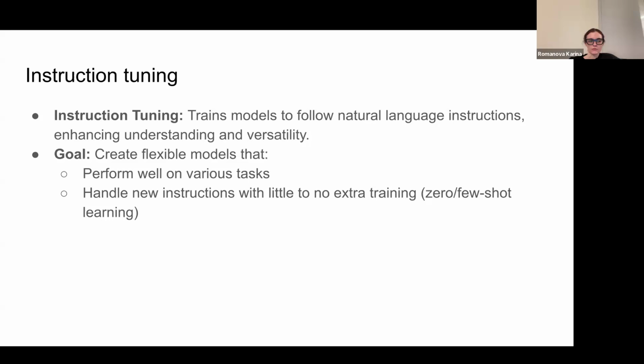If there are any questions about merging, because we will move now to instruction tuning.